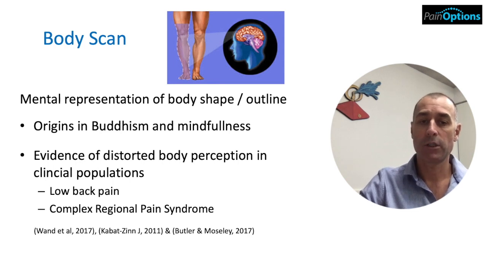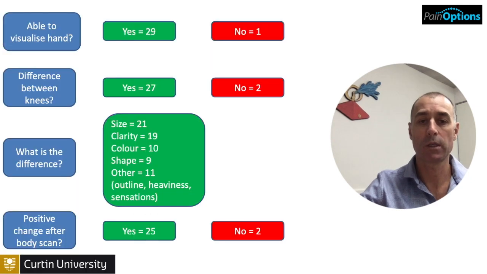So it has origins in Buddhism and mindfulness, but there's a fair bit of research being done in clinical populations like back pain, complex regional pain syndrome, where people report perceived distortion of their body. You can see in the picture here, the person's trying to visualise their leg, but their injured leg might be bigger or smaller or duller or harder to see or completely missing at times. So that's quite a common report.